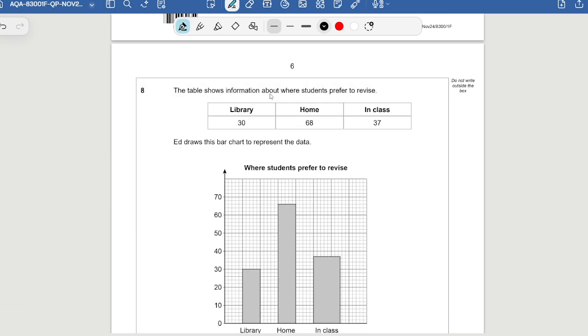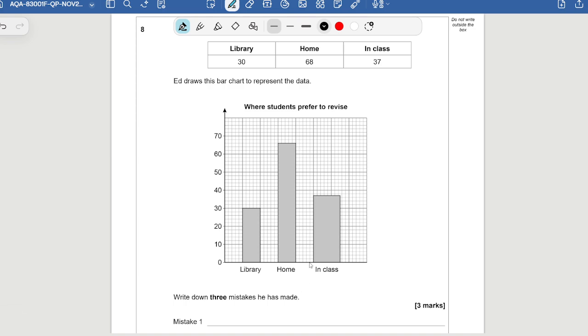The table shows information about where students prefer to revise. So there is this table where it's given that 30 students prefer to revise in the library, 68 of them revise at home, and 37 like to revise in class. For this information, Ed draws his bar chart to represent the data. And here is his bar chart. Here we see he has given the bars for library, home, and in class. We have to figure out what the three errors are that he made while drawing this bar chart.